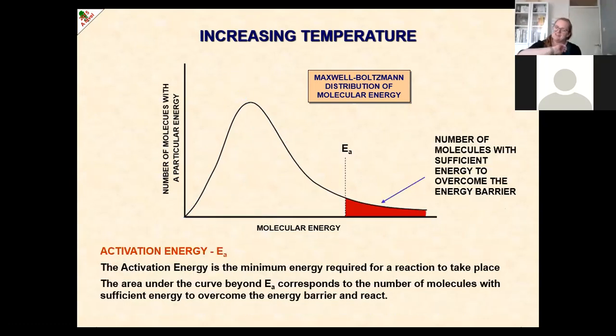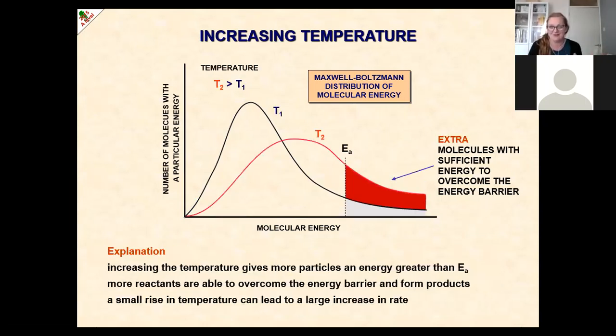And then we have our activation energy. The activation energy is the minimum energy required for a reaction to take place. And this is our number of molecules with sufficient energy to overcome the energy barrier. Most of them are in this intermediate area, so actually they do not have enough energy to overcome the activation energy. The area under the curve above EA corresponds to our number of molecules with sufficient energy to overcome the energy barrier and react. If we look at these together, if we increase our temperature, we've increased our amount of particles that are in this area.